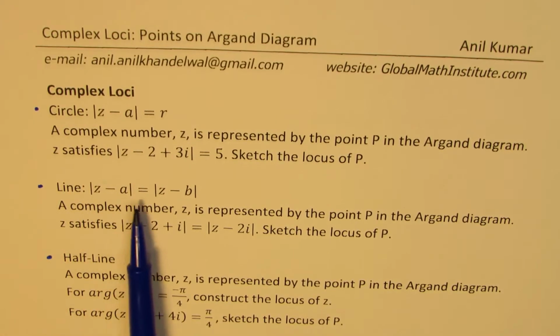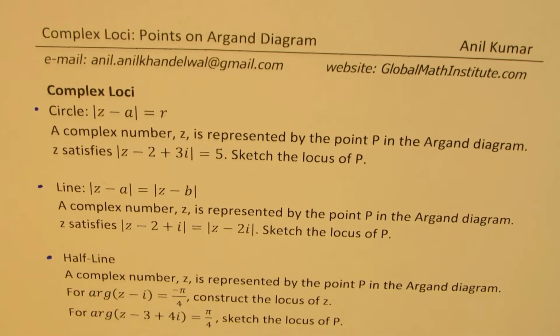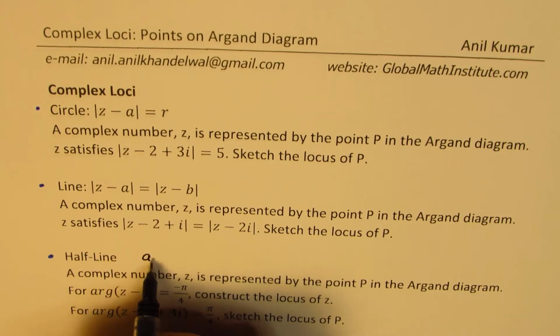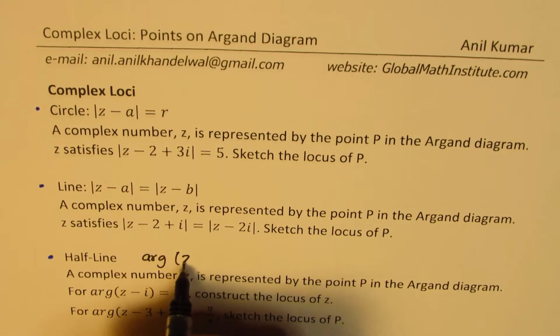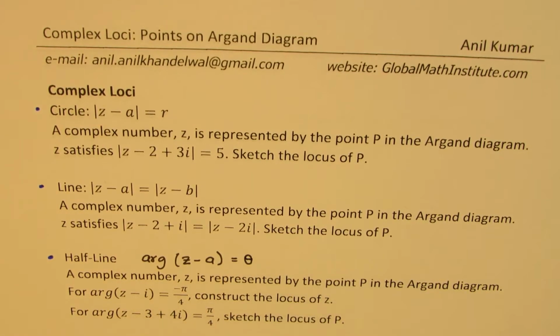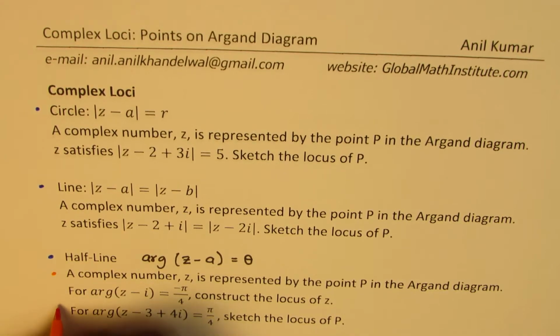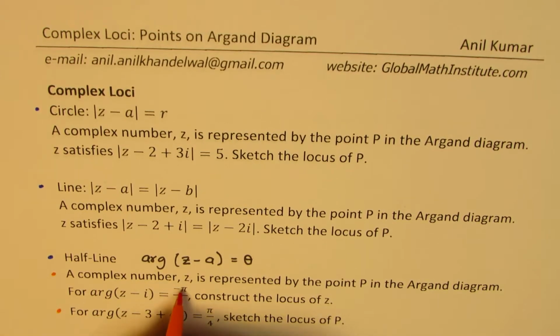If you have the absolute value of z minus a equals the absolute value of z minus b, the result is a line, and if you have argument z minus a equals some angle theta in radians, in that case what we get is a half line. So for half line we have 2 examples. One, we have taken a negative angle, and the other a positive angle, right? So negative pi by 4 and positive pi by 4.